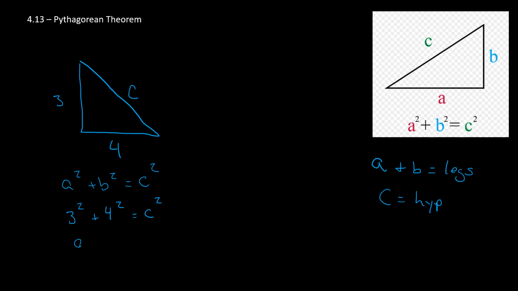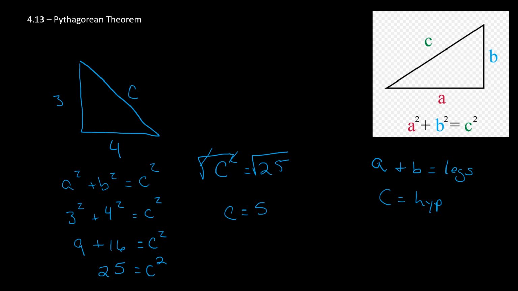Well, 3 squared is 9 plus 4 squared is 16 equals c squared. 9 plus 16 is 25 equals c squared. Well, how do we reverse the operation of the c squared? Well, we know that we can set c squared equal to 25, take the square root of both sides, and like we learned from last week, we know that square roots and squares simplify out, so we're left with c equals 5.